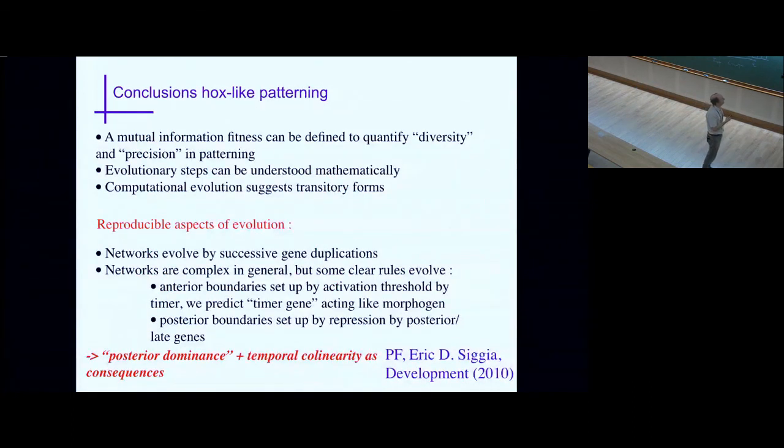I don't have time to tell you about all of this, but what is really interesting is some kind of meta rules that you see in development, such as posterior dominance. We can basically understand them by evolutionary computation on top of network topologies. So that was published 7 years ago. With this, I'm going to wrap up for now, and I'll see you in 30 minutes.